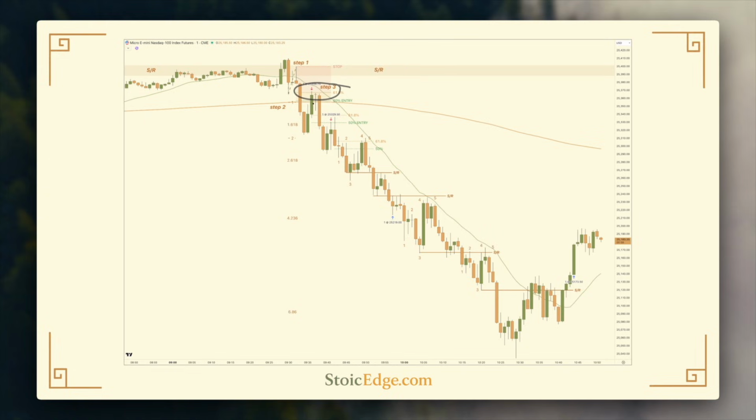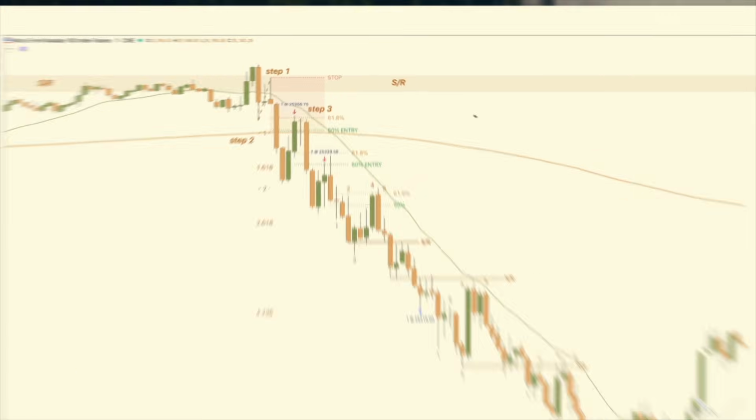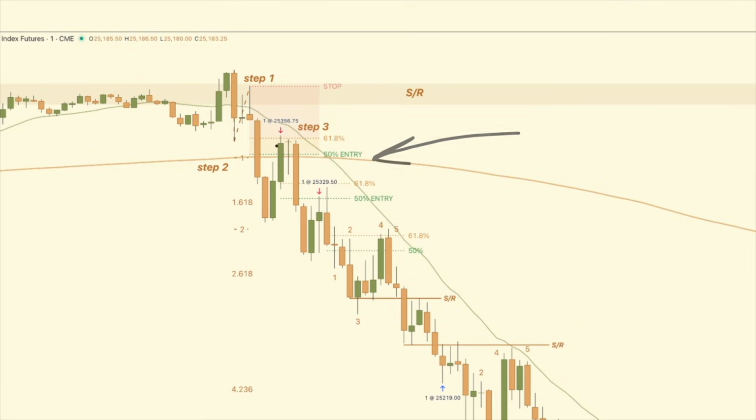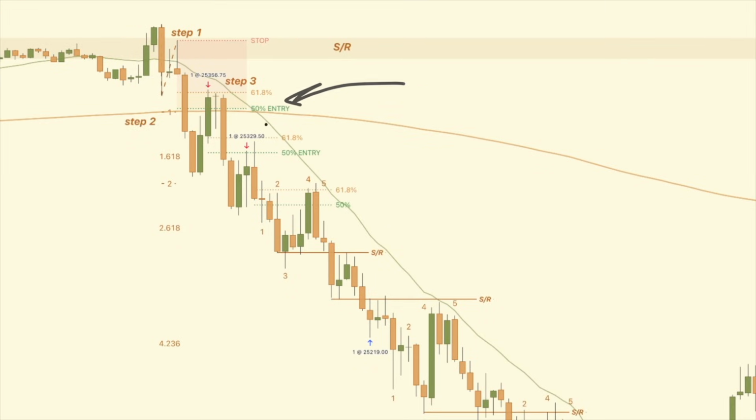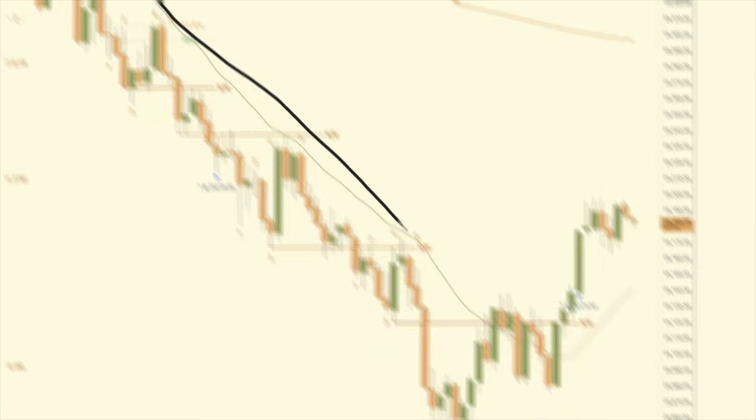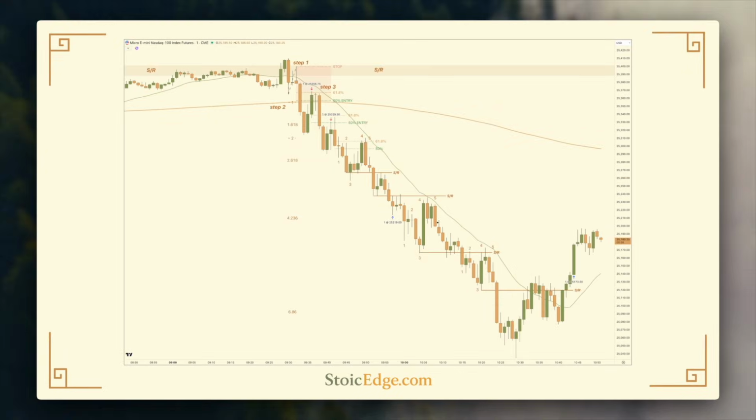Perfect entry. Price breaks below the 20 and 200 SMA. So here is where the trend shifts bearish. And this is partially why I added to my position, because we just flipped the moving averages. And I know from experience that when we flip the moving averages, we can see another beautiful expansion down. And this is what happened.